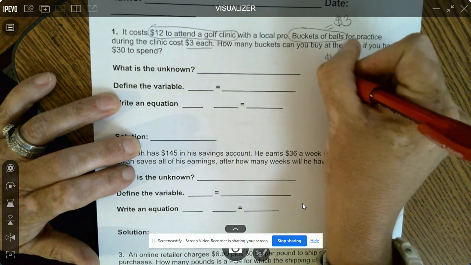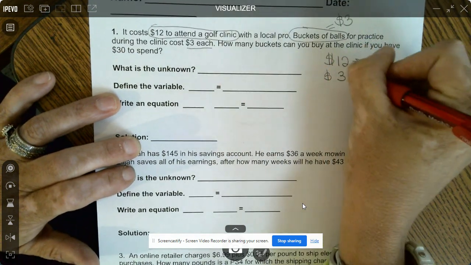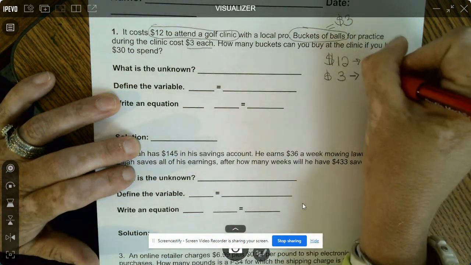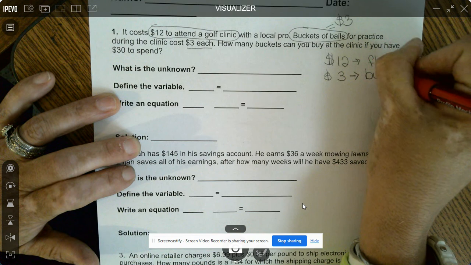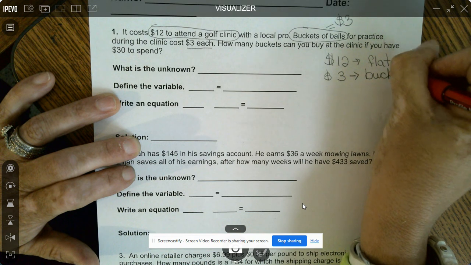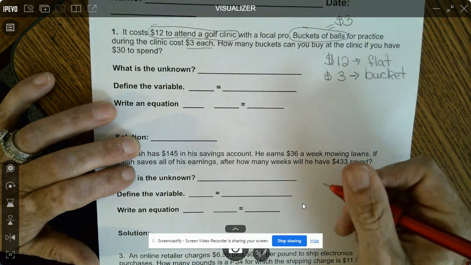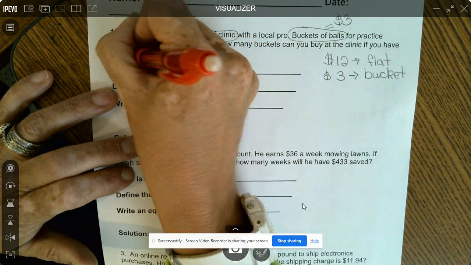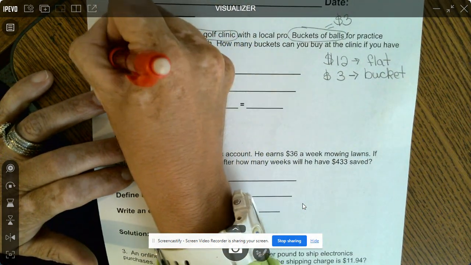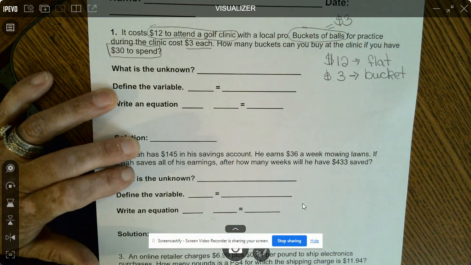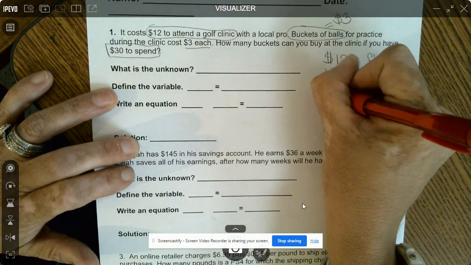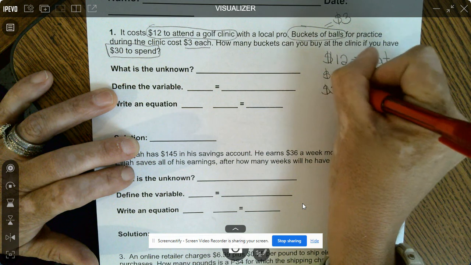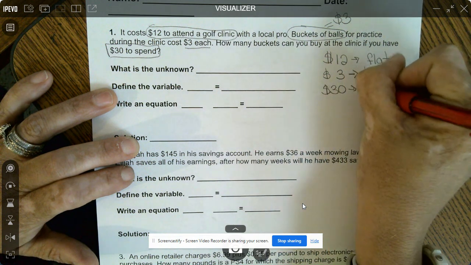And this is what I'm doing, pulling out all the information, and then you guys are going to start to figure it out. So that's for your bucket. All right. We know that he has a total amount of $30 to spend. So $30 would be the total amount.